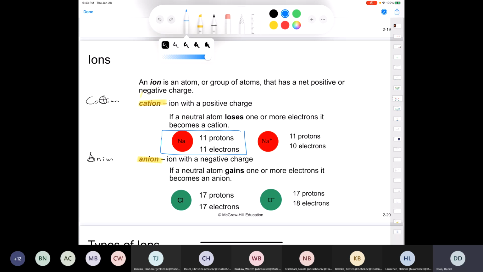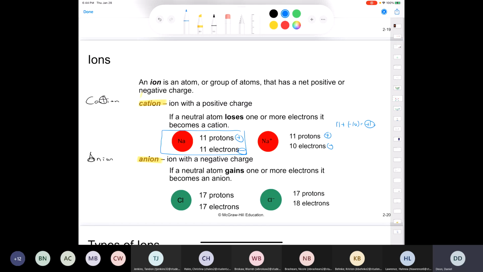So we go from something that has 11 positive charges and 11 negative charges. Now we end up with something that still has 11 positive charges, but it's only got 10 negative charges. So if you take 11 and you add -10, you get +1. Okay, that's where I was trying to get to in my mind.